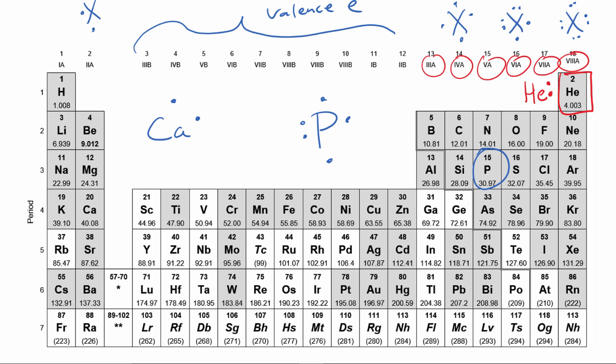So that's it here for today. Any questions that you have? If it's calcium, you do not double them up. It's 1 dot on each side before you double them up.